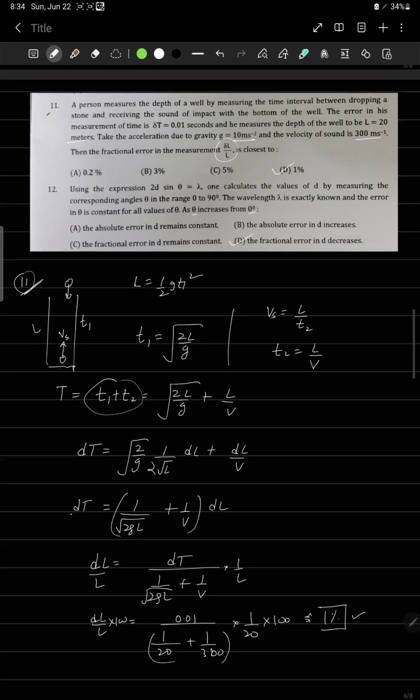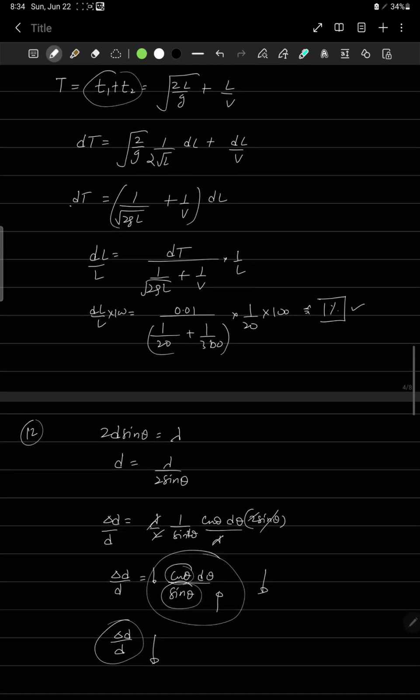Clear? Hope you understood this question also. Let's move to the next question, question number 13.